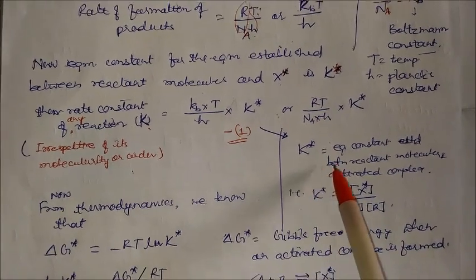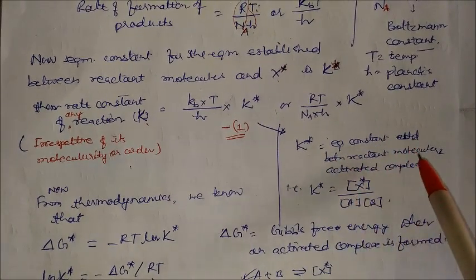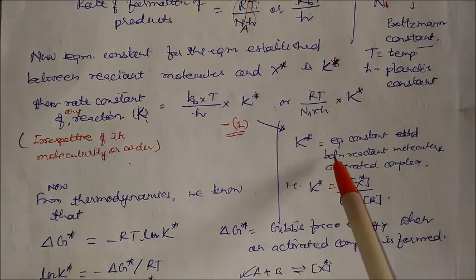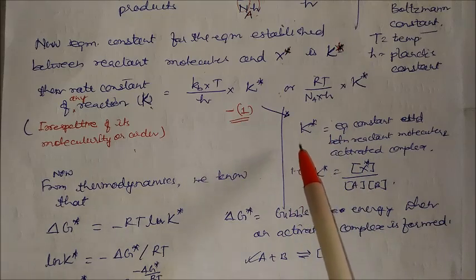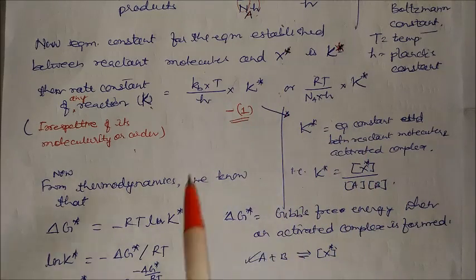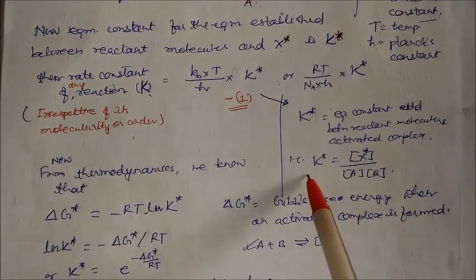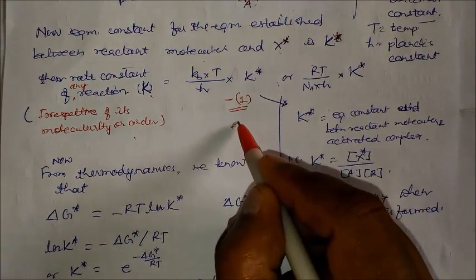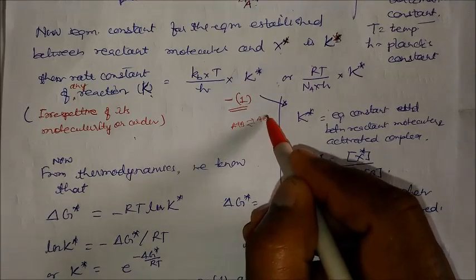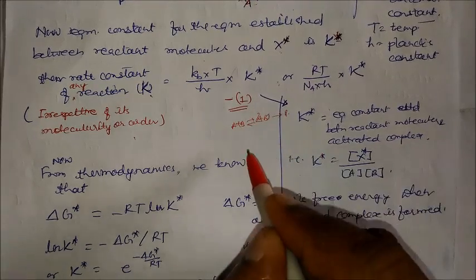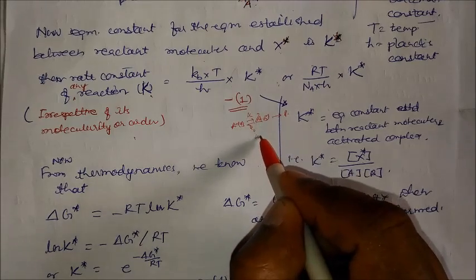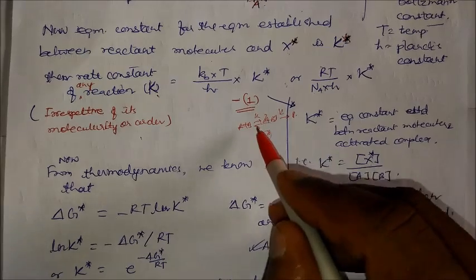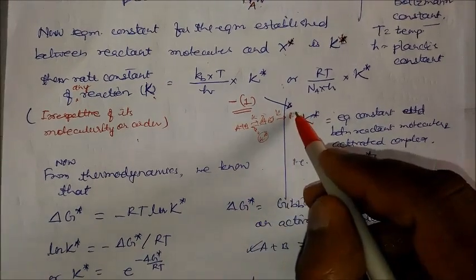And what is K star? K star is the equilibrium constant which is achieved between the reactant molecules and the activated complex. This we have already seen in the rate order of the reaction, how we can calculate these equations. So K star is the concentration of the activated complex divided by A into B. Since we have seen that A plus B gives the activated complex, and finally this will give you your product, with K1 and K2, this will give you your K star. If you calculate first this reaction, then this reaction, we will get this K star.